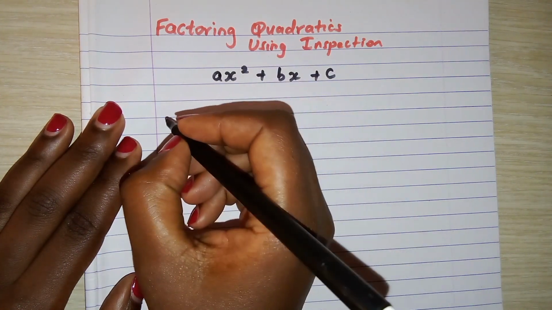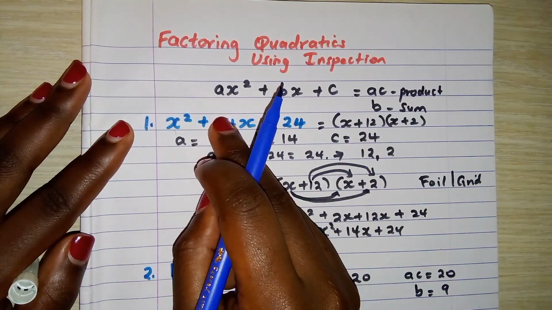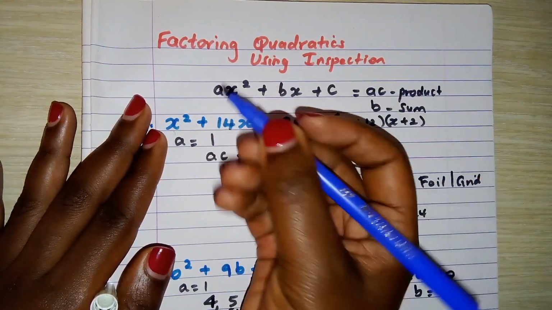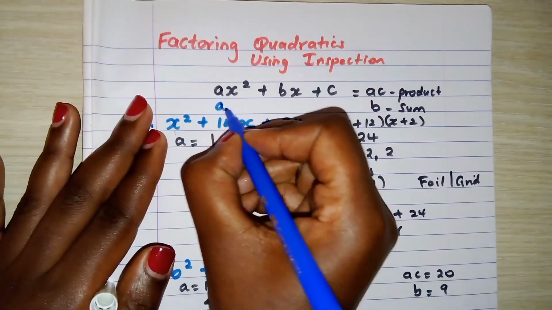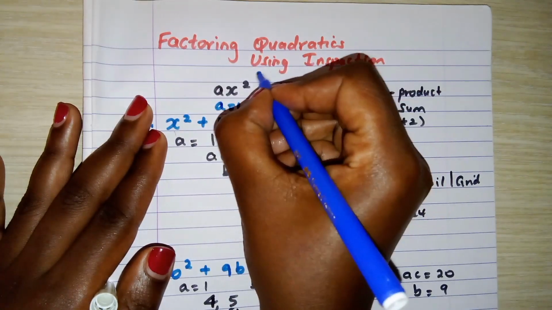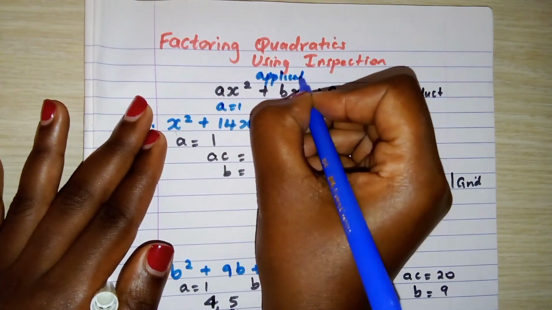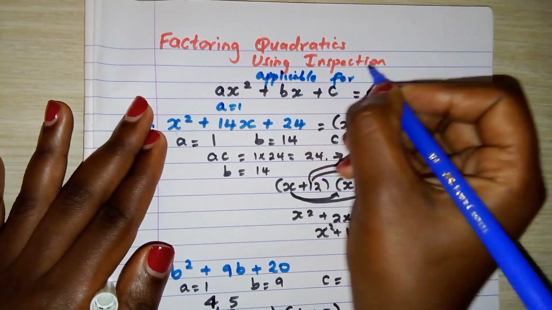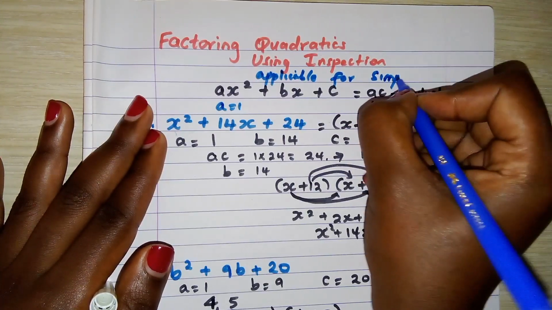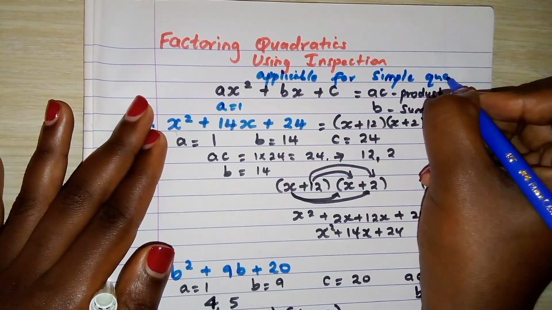So we can look at a few examples. This method works for simple quadratics, like when you have a is 1, so it's applicable for simple quadratics.